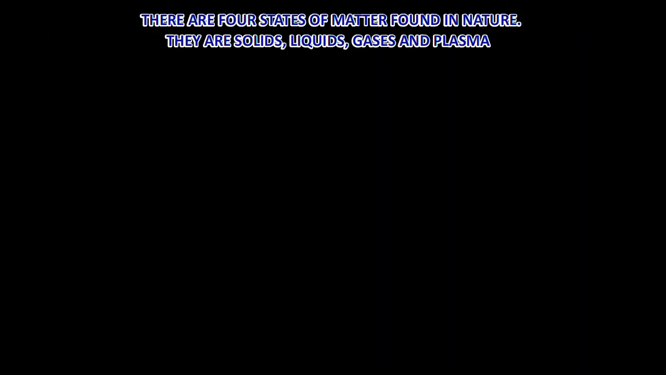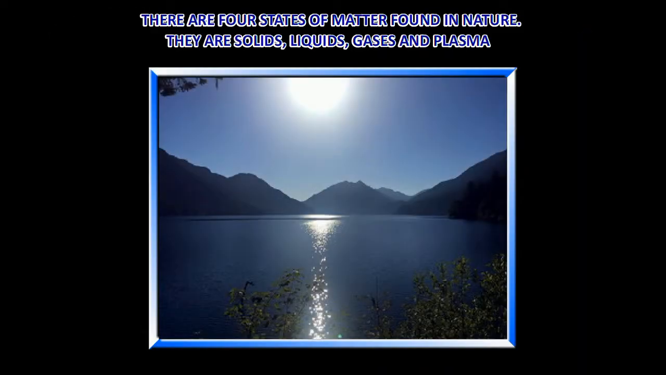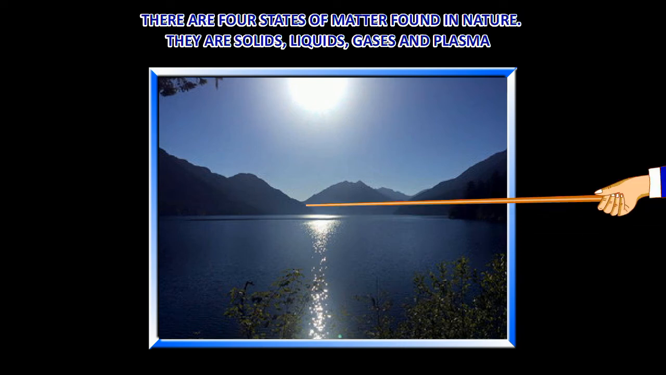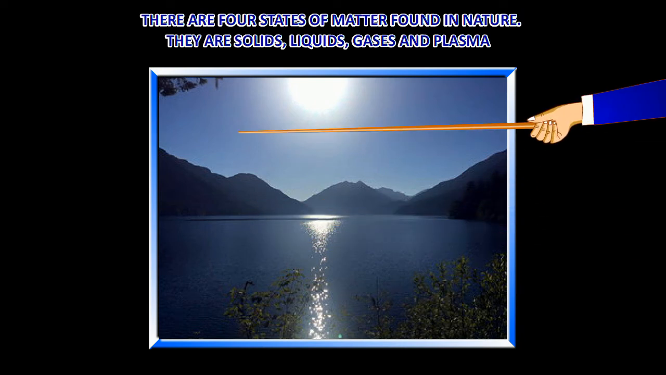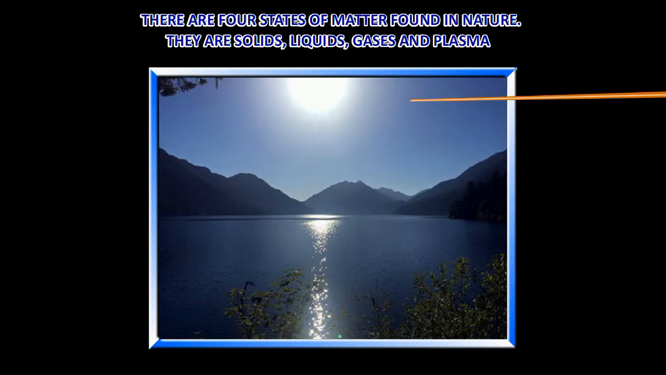There are four states of matter found in nature, distinguished by their typical physical properties. They are solids, liquids, gases, and plasma. In this picture, we can see all four of them.